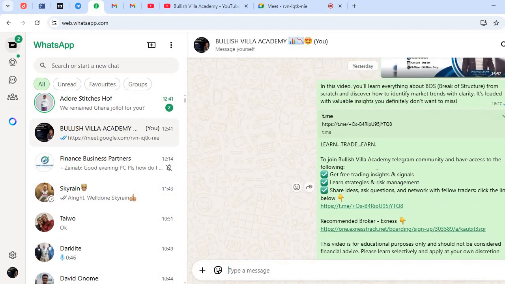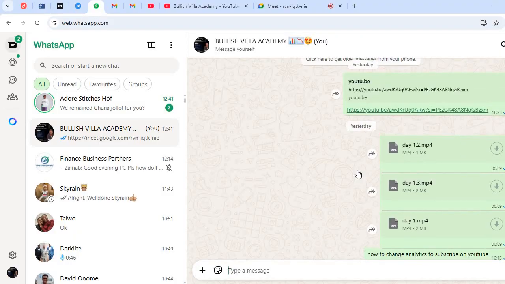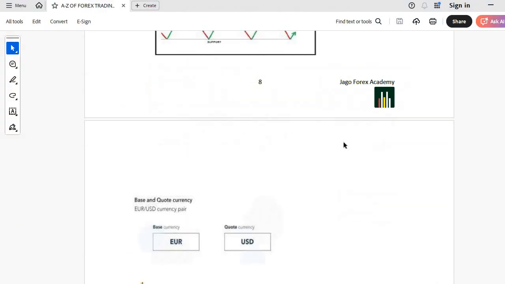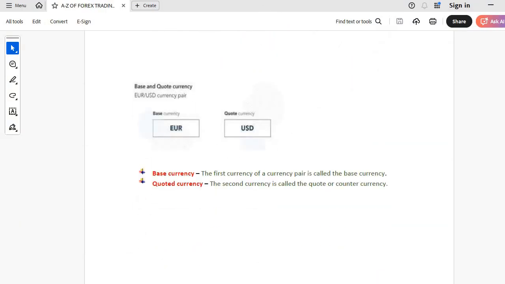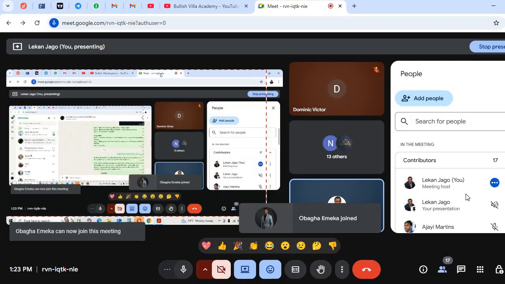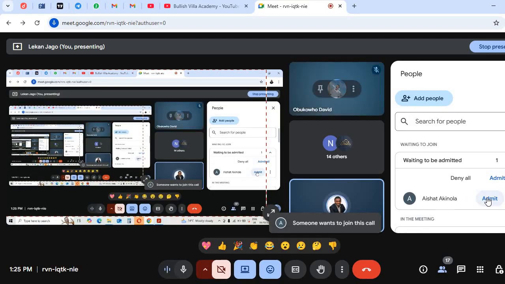Okay, so we are done with that, and then I'm coming on. Let me quickly walk you through currency pair. Now this is currency pair. And see the time that people are just joining. People are just joining by this time.